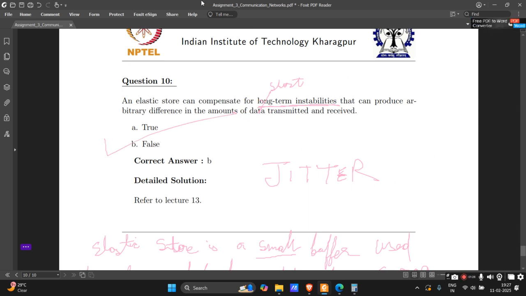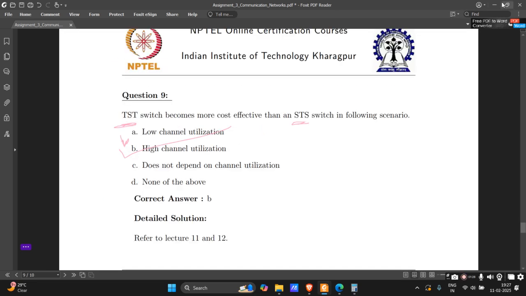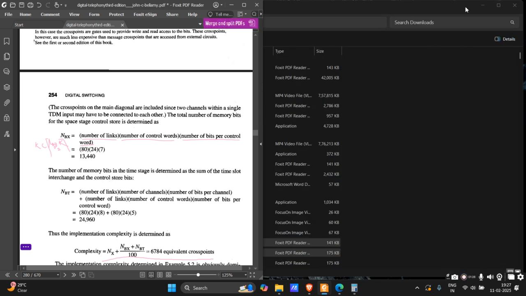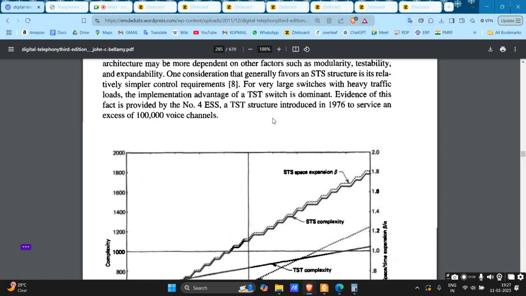So that concludes our session today. We solved 10 problems on space and time switching. Next week onwards, we will be moving on to the interesting part, which is traffic analysis and Poisson traffic and all. So don't miss that.